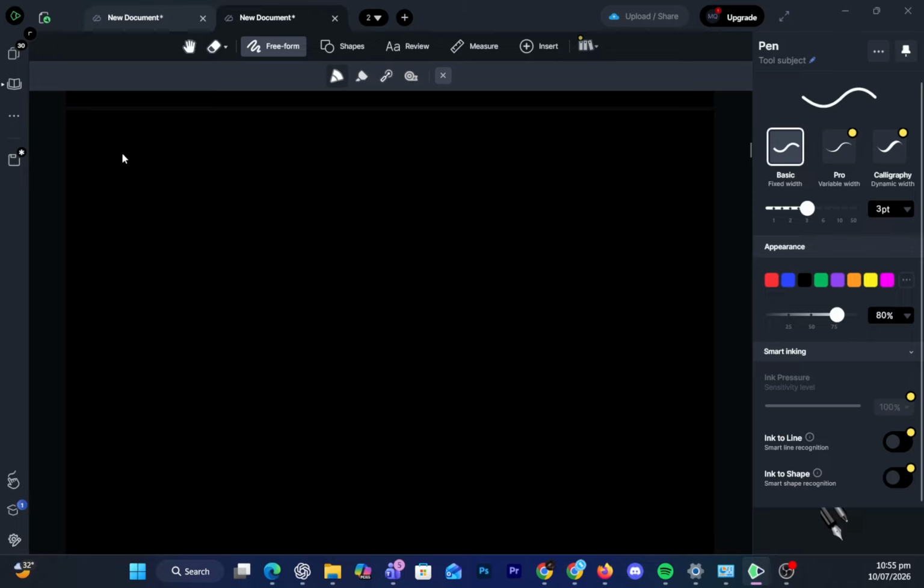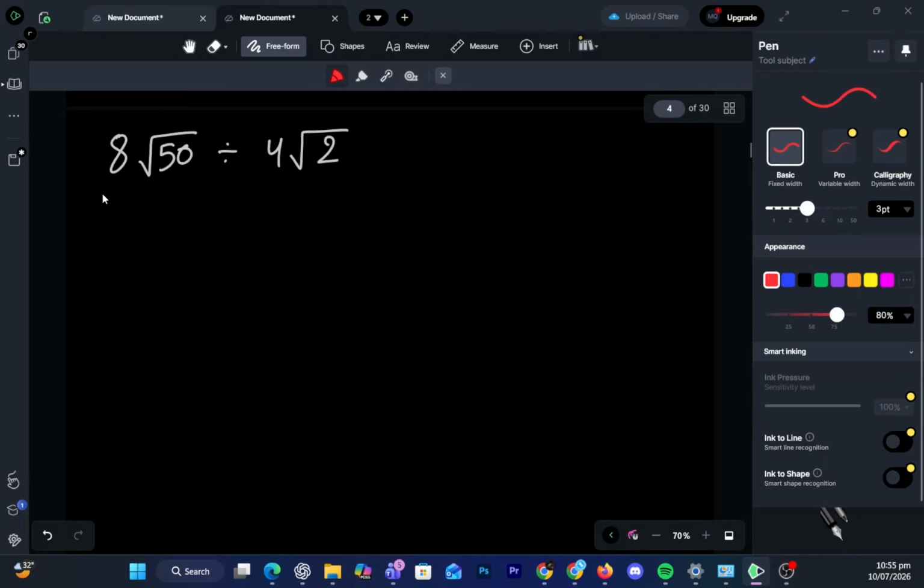Let's try one more example. Simplify 8 under root 50 divided by 4 under root 2. Again, divide the coefficients first. 8 divided by 4 equals 2. Now divide the surds.